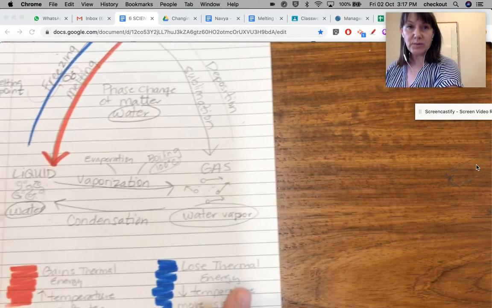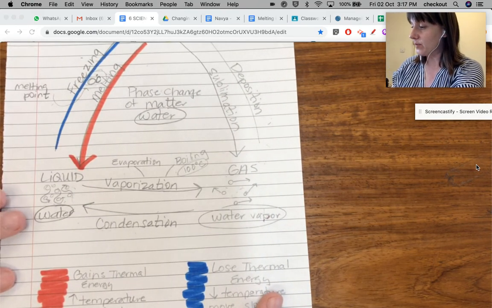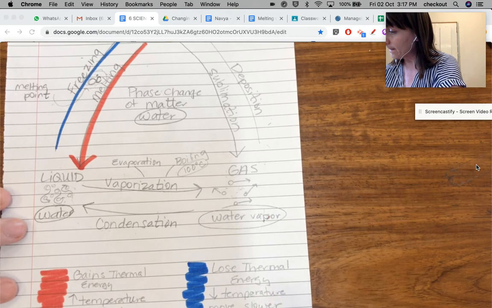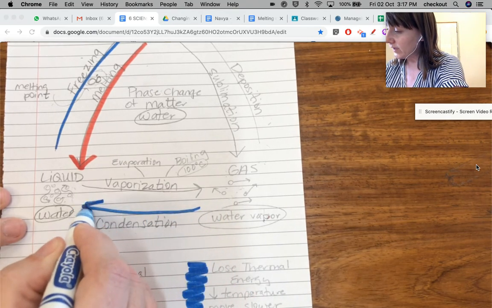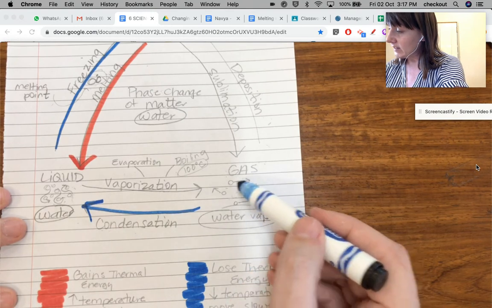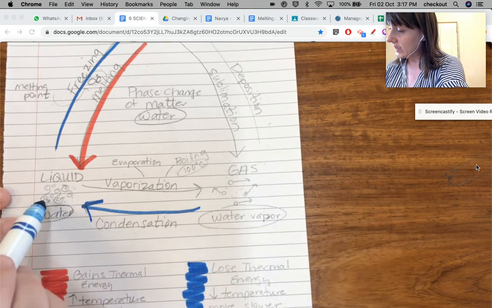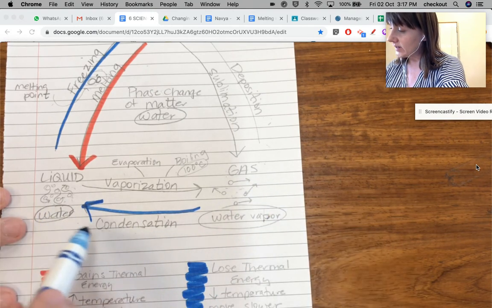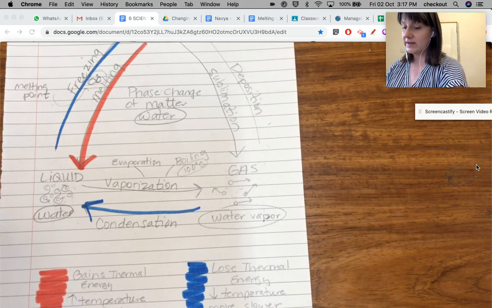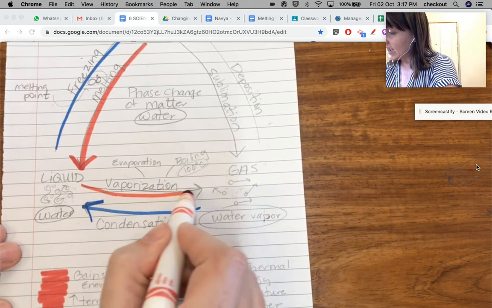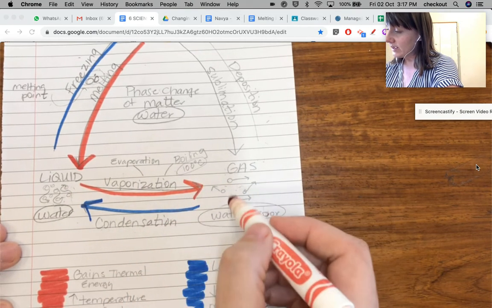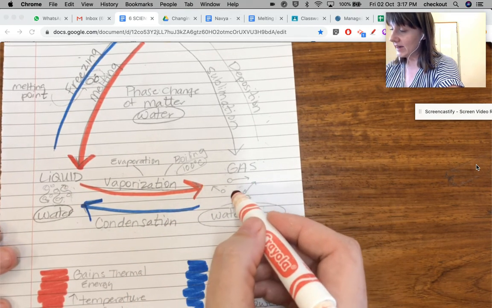Which one has lost thermal energy from a liquid to a gas, vaporization or condensation? Condensation is a loss of thermal energy. You can see they're all spread apart and they condense. So that's condensation. The opposite of condensation is vaporization. So that shows a gain in thermal energy. The particles get faster and they spread out and it expands.